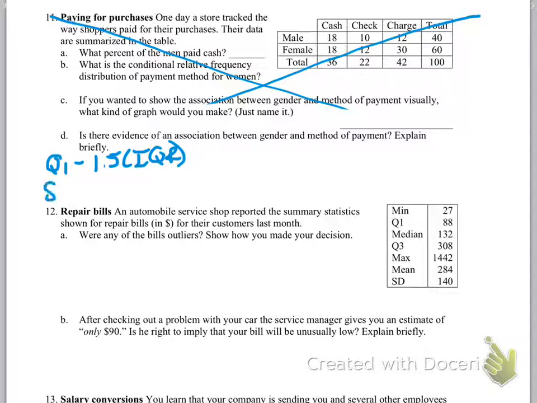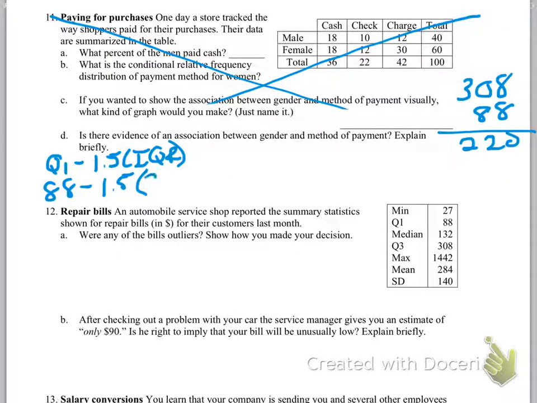Okay, so it's going to be 88 minus 1.5, and my IQR is going to be 308 minus 88. What was that, 228? 220. Okay, so 220. So I get 88 minus 1.5 times 220, and I get negative 242. My lowest number is 27, so I don't have any lower bounds. So let's go check upper bounds.